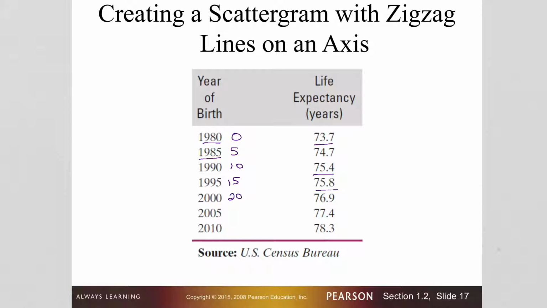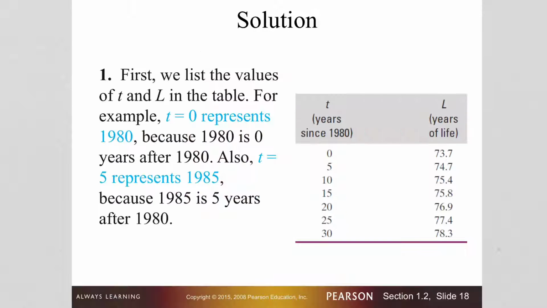2000 is 20 years later, 76.9. 2005 is 25 years later, 77.4 years. And 2010 is 30 years later, and the life expectancy is 78.3. Check out the trend here: 73, 74, 75, 75, 76, 77, 78. So part 2, where it said, what is the trend that you see, that it's increasing. We'll talk more about that in a second.